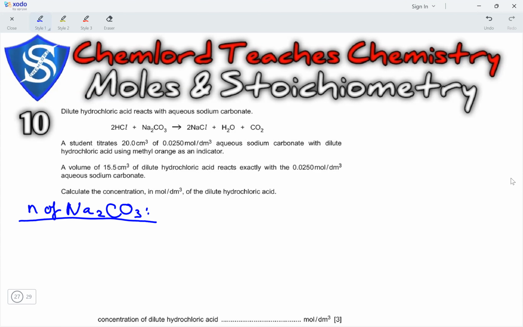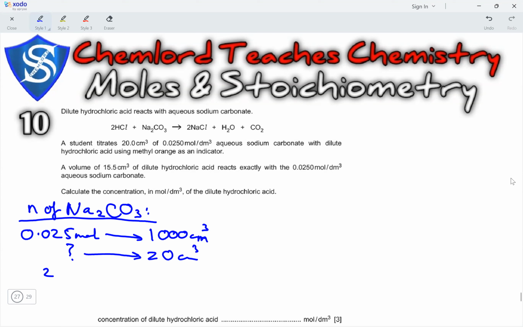So the concentration of Na2CO3 is 0.025 moles present in 1000 cm cube of the solution, because the concentration is in mole per dm cube and 1 dm cube is equal to 1000 cm cube. And then we calculate how many moles would be present in 20 cm cube of the solution that has been used. So this calculation would be 20 divided by 1000 multiplied by 0.025, which gives us a value of 5 into 10 to the power of minus 4 moles of sodium carbonate.